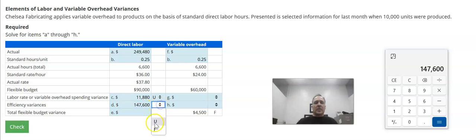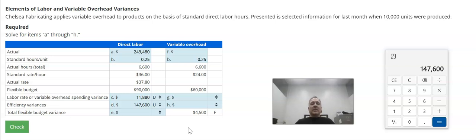This is also going to be a massively unfavorable variance. So let me review what we just did there. When we calculate the efficiency variance, we are using the standard cost amount, and our standard cost amount for labor is $36. We anticipated 2,500 direct labor hours.